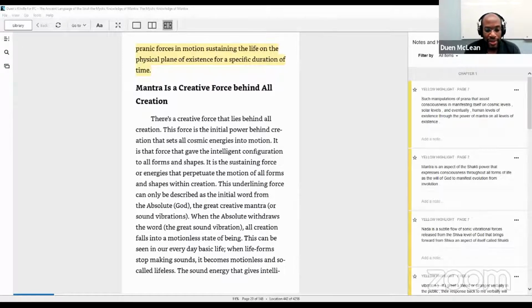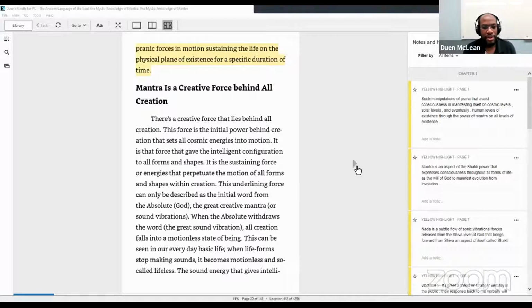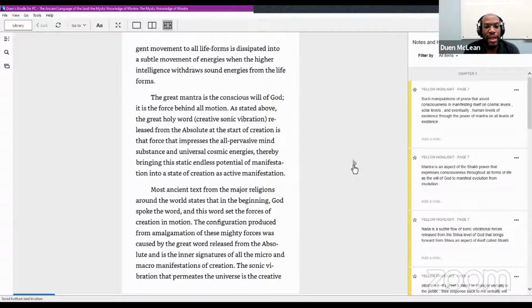The sound energy that gives intelligent movement to all life forms is dissipated into a subtle movement of energies when the higher intelligence withdraws sound energies from the life forms. The great mantra is the conscious will of God. It is the force behind all motion.